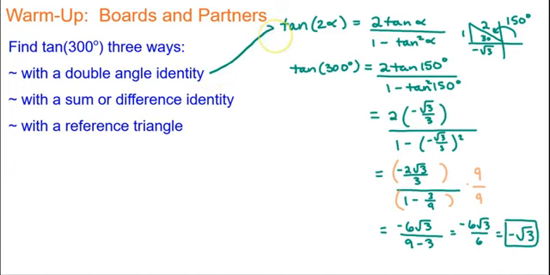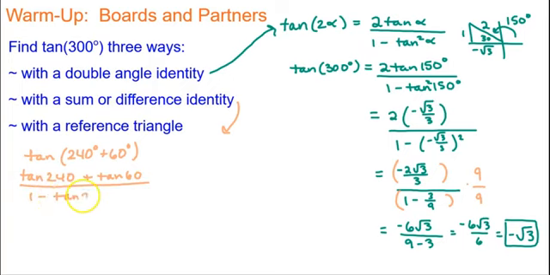Okay. So next, let's find the tangent of 300 degrees with a sum or difference identity. So if you want to think of two angles that add to be 300, we don't want to include one that is an undefined tangent value. So what if we try tangent of 240 plus 60. Okay, so using our identity, that would be tangent 240 plus tangent 60 divided by 1 minus tangent 240 times tangent 60.